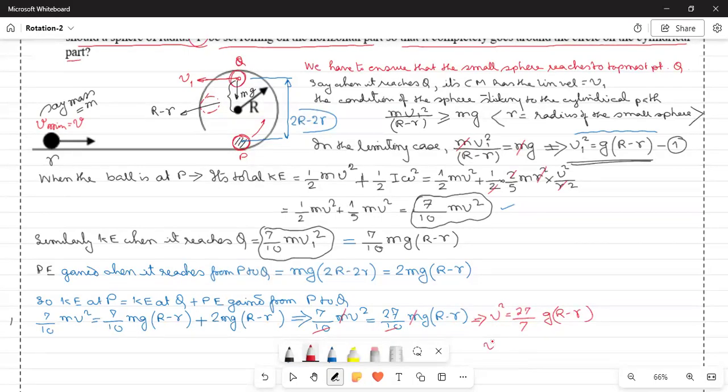So our required value of v is equal to the square root of 27 by 7 g, capital R minus small r. So this is the minimum value of velocity v. It is not the velocity of rolling. It is actually the linear velocity attained by the center of mass of the small ball due to its rotation. It must be this value, under root 27 by 7 g within bracket capital R minus small r. Now we go to the next question.